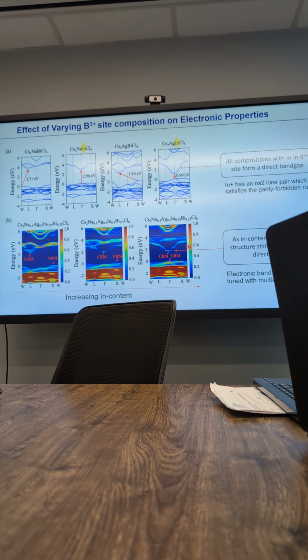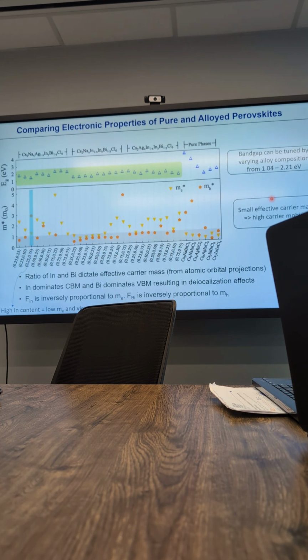So basically, what they said here was that the electronic band structure could be tuned with alloying. If you want a direct band gap, you have your alloy system and increase the amount of indium, and then you can get this. They said indium has this 5s2 lone pair, which can help. This is the last but one figure they had. They compared the electronic properties: this was the band gap, and this is the carrier effective mass.